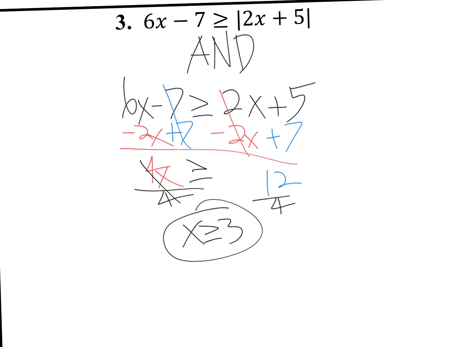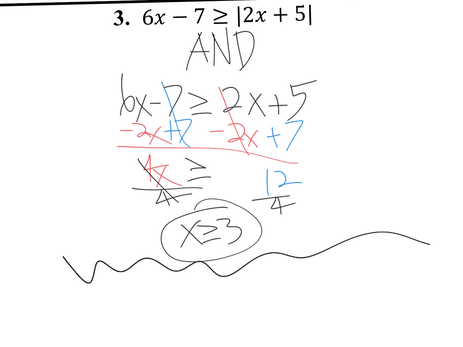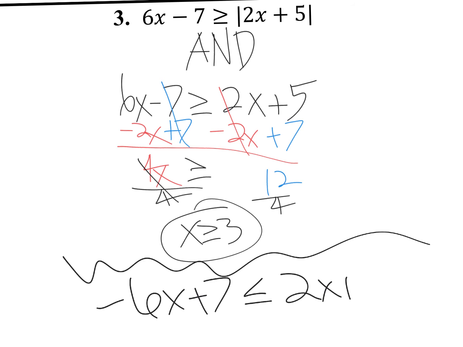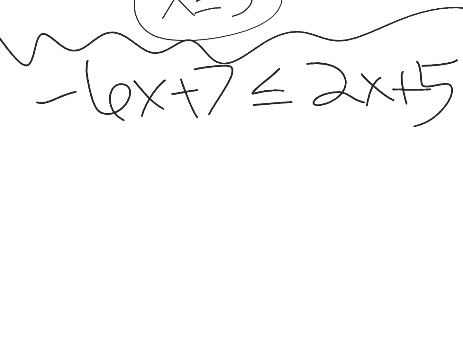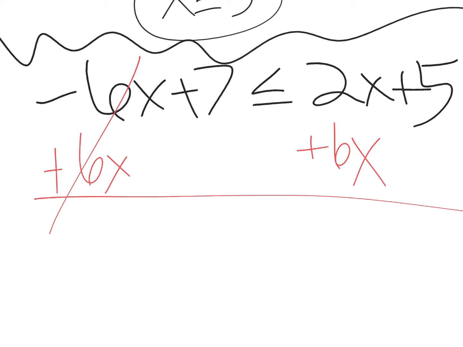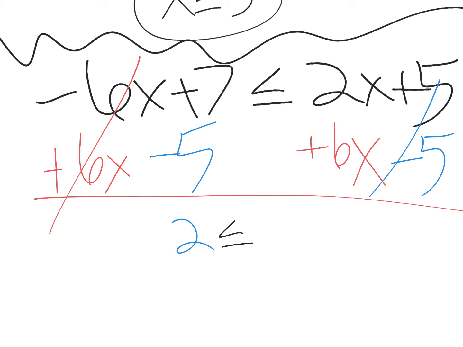And so now I can do the problem again, change the signs on the non-absolute value side. So 6x minus 7 turns into negative 6x plus 7, flip the inequality sign, 2x plus 5. And so since this is a negative 6x, I'm going to go ahead and add 6x to the right-hand side. I like to keep my x's positive when I can. And then I'm going to minus my 5 to the left-hand side. And so 7 minus 5 is 2, which is less than or equal to 2x plus 6x, that's 8x.